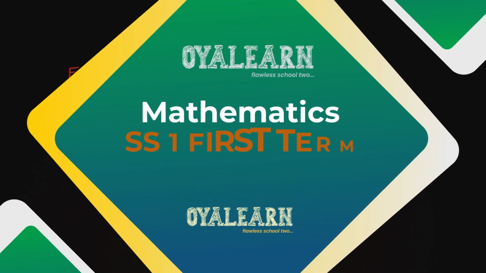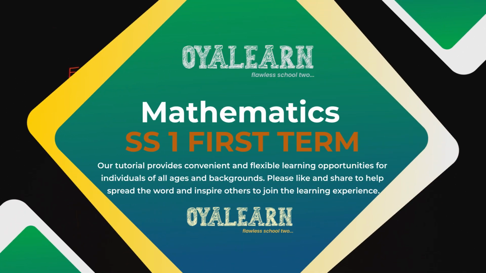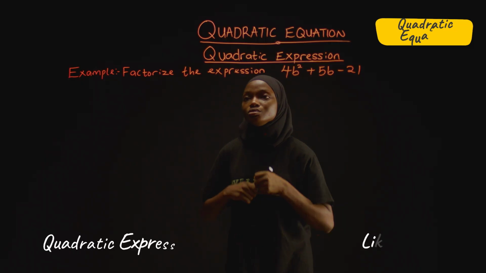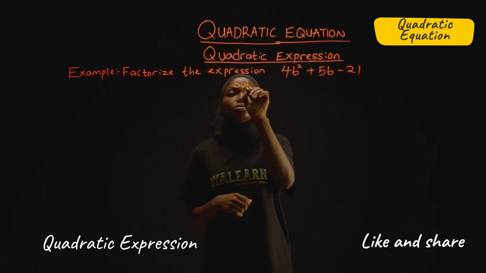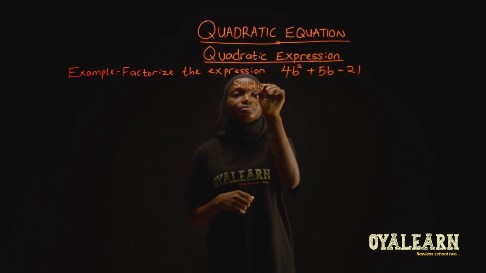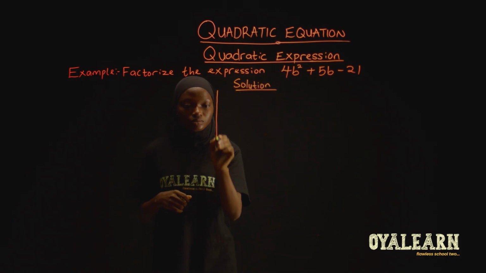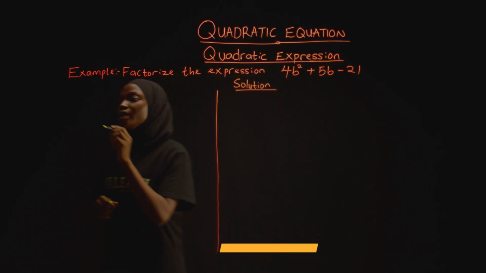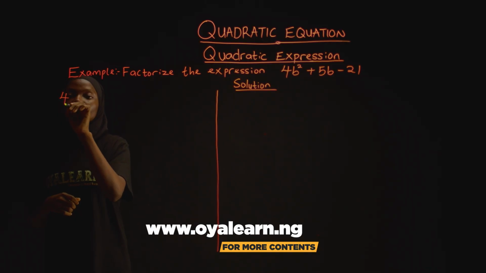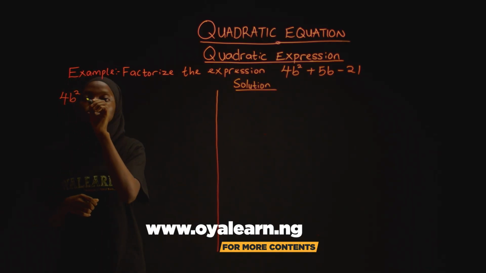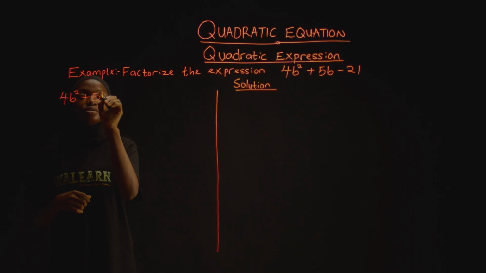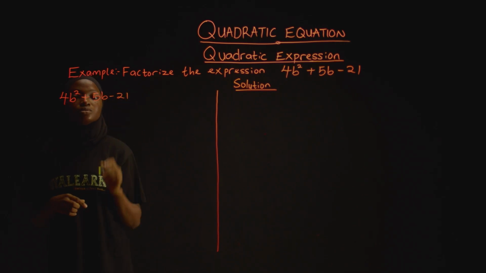Let's factorize 4b squared plus 5b minus 21. Solution. We have 4b raised to the power of 2 plus 5b minus 21.